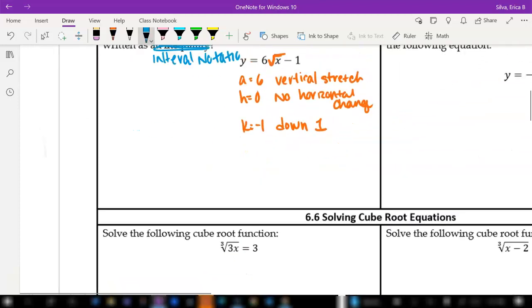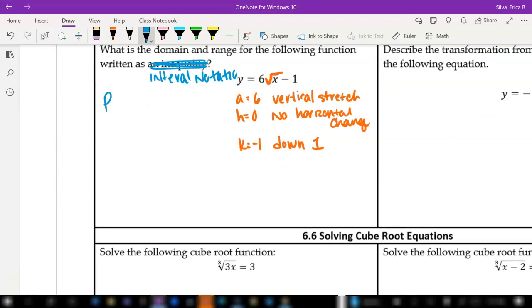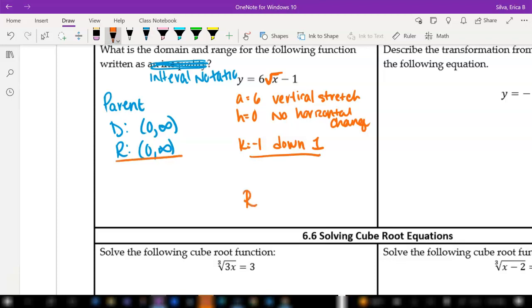If we look at the parent function for a square root, the domain goes from 0 to infinity, and for the range, it's also from 0 to infinity. But because we went down 1, that's going to change my range down 1. So the range for this new function is going to be negative 1 to infinity. And because there's no horizontal change, my domain stays the same at 0 to positive infinity.